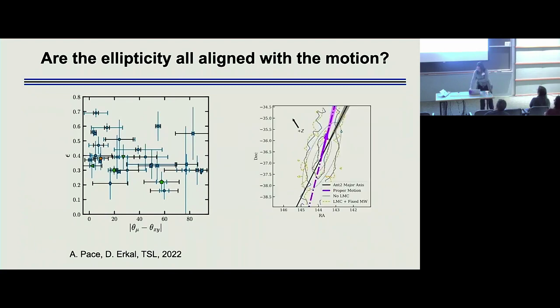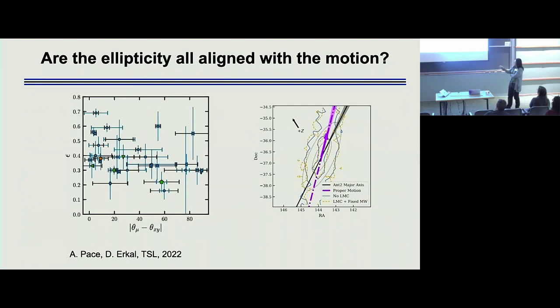The delta theta is basically these two angles, right? One angle is the mu angle, the proper motion angle, so it's this purple line. And the delta theta_xy is this black line. So again, if they are 0, that means the morphology and the motion are aligned. If it's 90, then it's perpendicular.